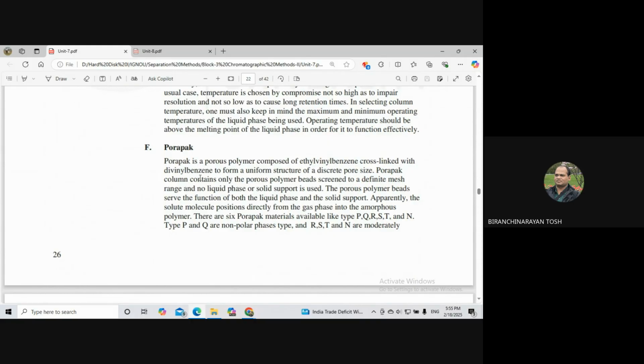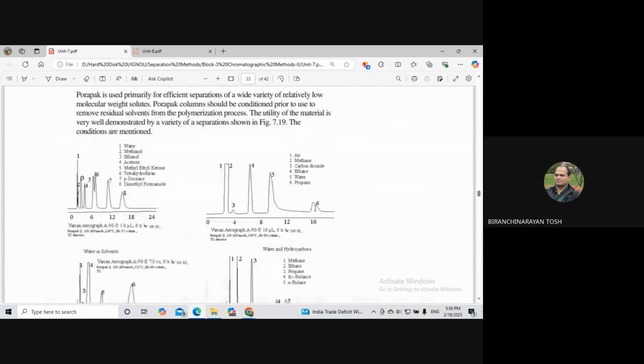Porapak is a porous polymer composed of ethyl vinyl benzene cross-linked with divinyl benzene to form a uniform structure of a discrete pore size. Porapak columns contain only the porous polymer beds screened to a definite mesh range, and no liquid phase or solid support is used. The porous polymer bed serves the function of both liquid phase and solid support. So this can be used.